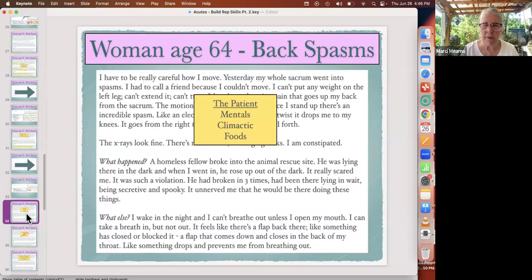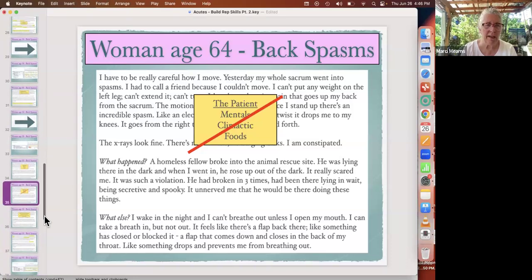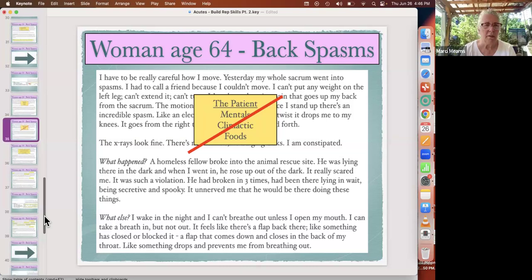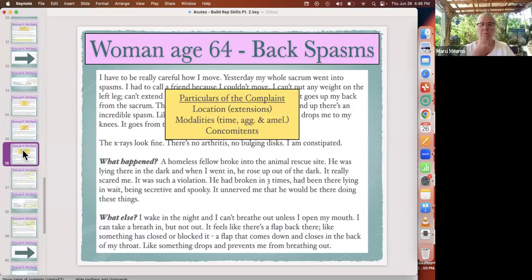Now, our next cut of information would be for the patient herself. Remember the mentals, then the climatic, the temperatures, if there are any, and food desires and aversion. I've got nothing. Okay. We had that one, the only mental we had was the etiology, and we've heard that. So the rest of that is the particulars of the complaint. All right. And she really gives us some pretty good information.